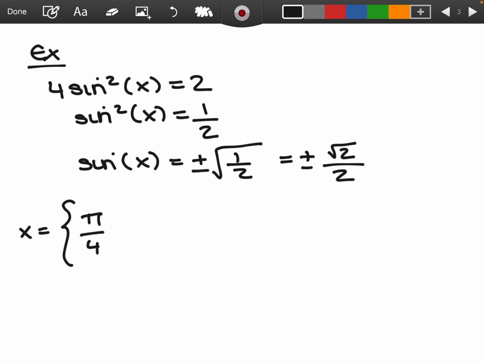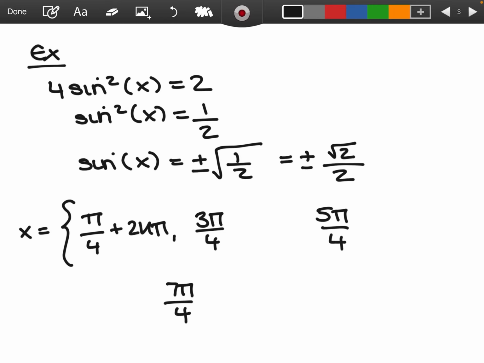If I look at the first wrap of the unit circle, I get pi over 4, then I get 3 pi over 4, 5 pi over 4, and 7 pi over 4. All of those values give me sine of that angle equals positive or negative √2 over 2. And then obviously any angle coterminal to these is also going to give me positive or negative √2 over 2 when I take sine of the angle.